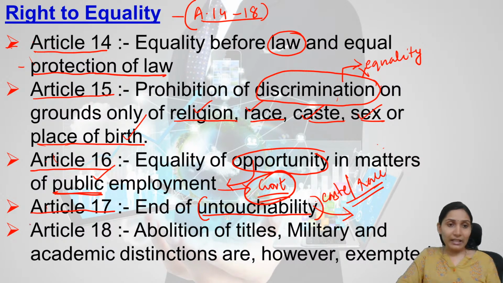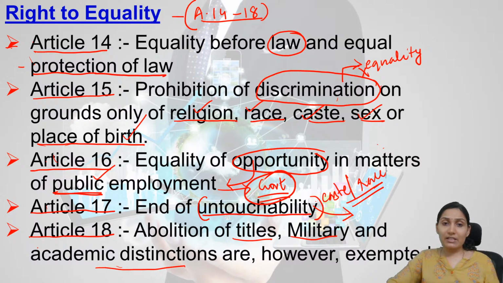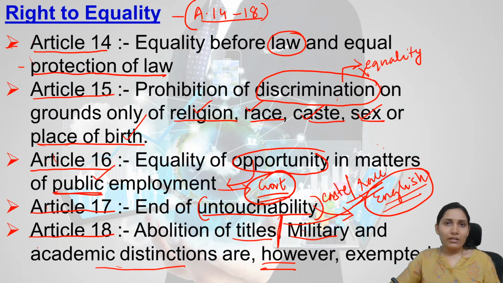Now next is Article 18. Article 18 talks about abolition of titles; military and academic distinctions are however exempted from this. Titles were used by the English in India. An example of a title is, for example, Sir. So certain titles will not be given, but exceptions are there.